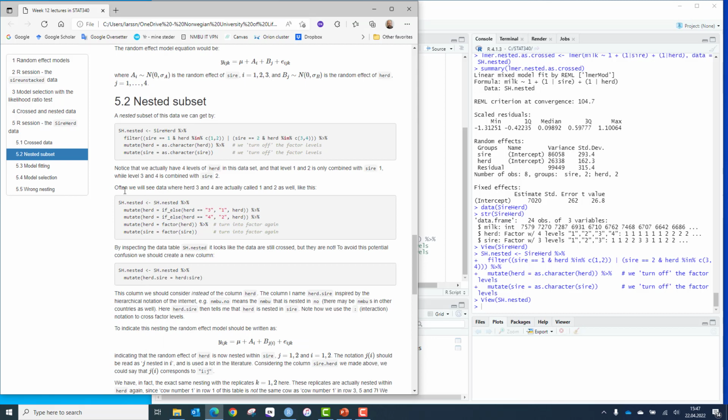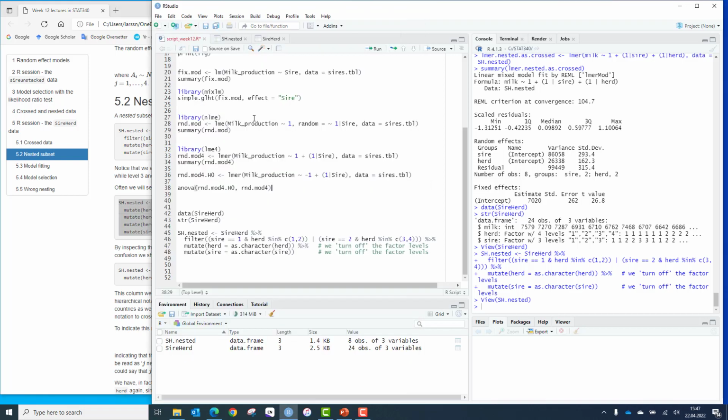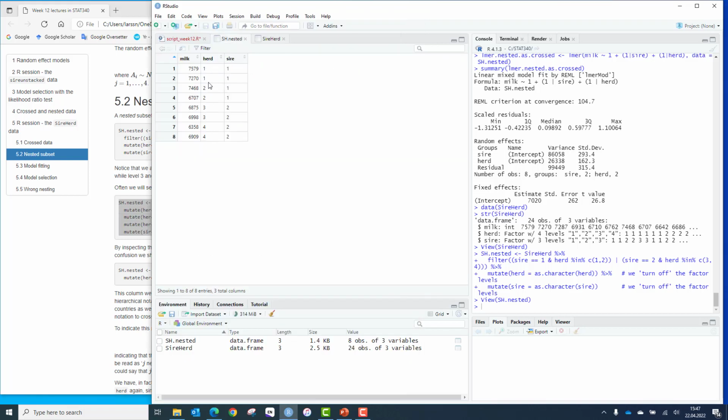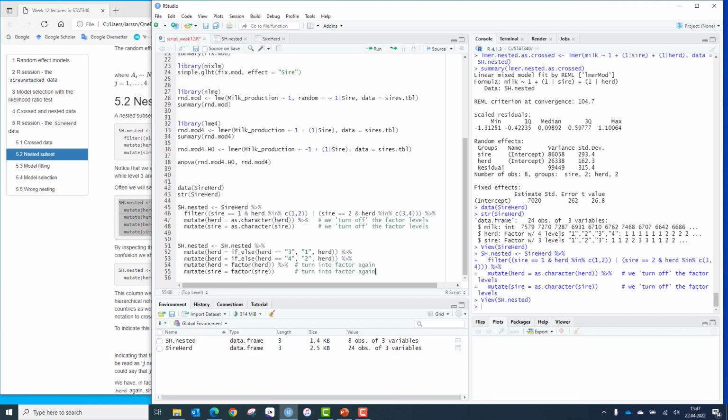Now, what we often see, and we saw this earlier, is that the factor levels of herd are actually displayed as 1, 2, and then 1, 2 again, making this look like a crossed data set. And that's what I try to do here. I just replace every occurrence of 3 with 1 and every occurrence of 4 with 2. And then I make this into factors again, right?